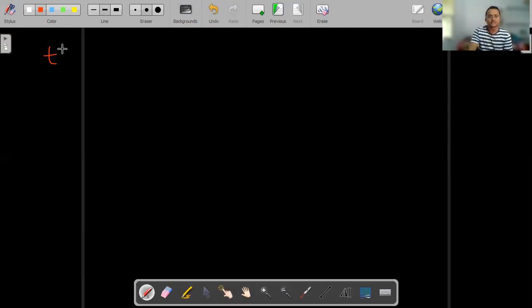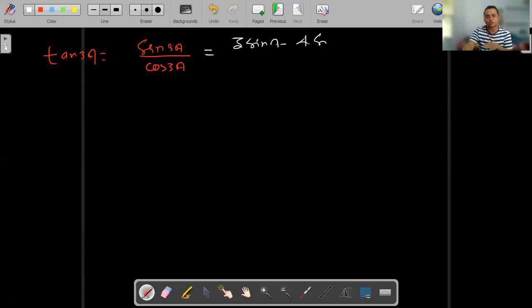So listen, tan 3A. What can we write? Tan 3A is 3 tan A minus tan cube A divided by 1 minus 3 tan square A. Okay, so see directly here, we can write tan 3A as sine 3A divided by cos 3A, right? And the angle is 3A everywhere. Now you tell me, what is the formula of sine 3A? Sine 3A is nothing but 3 sine A minus 4 sine cube A.